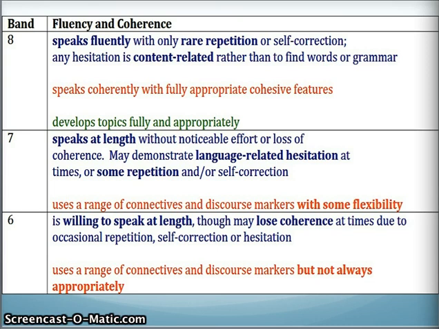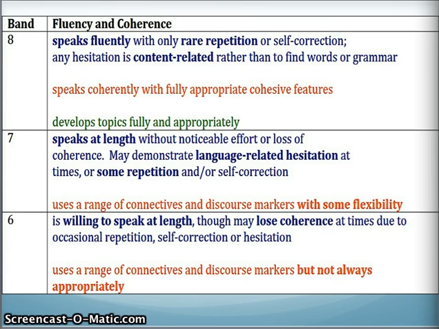For band 6, you are doing your best to speak at length. That is, give quite a long answer without pauses and words like "hmm," and so on. But occasionally you lose coherence because you repeat yourself, correct yourself, or hesitate.